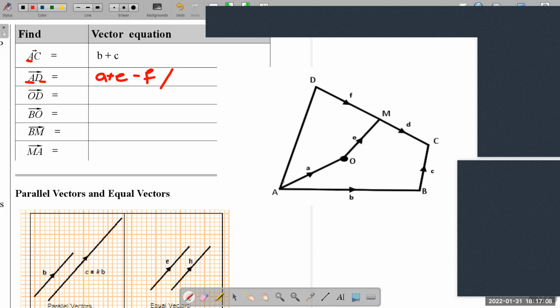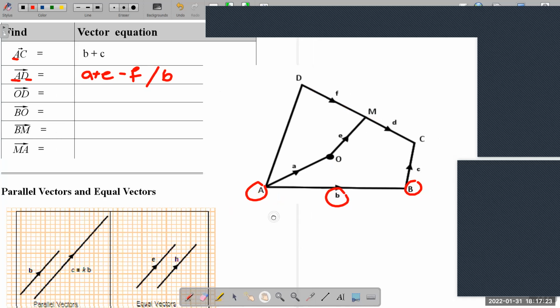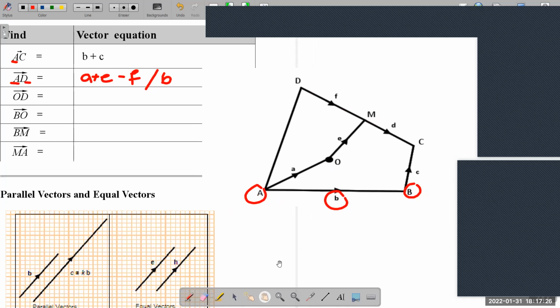What do I do? I have to go from A to B first. And what letter represents that? We're going in the right direction, so that will be positive B. Everybody agree so far? Let's keep it moving. Now I'm going to go from B to C. What letter represents that? And you realize it's the positive direction. So all I need to do is add C, plus C.